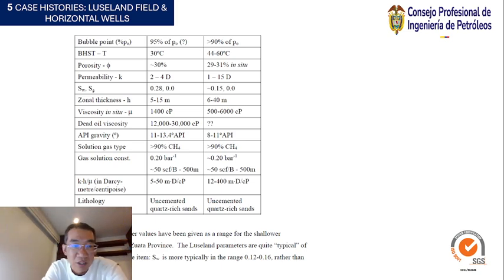That's all. For the Venezuelan case, parameter values have been given as a range for the shallower reservoirs in the southern part of Guárico province. The Luseland parameters are quite typical of heavy oil in Canada, except for one item. Sw is more typically in the range 0.12 to 0.16 rather than the 0.28 value presented.